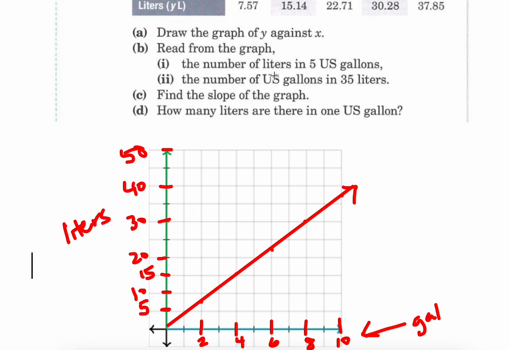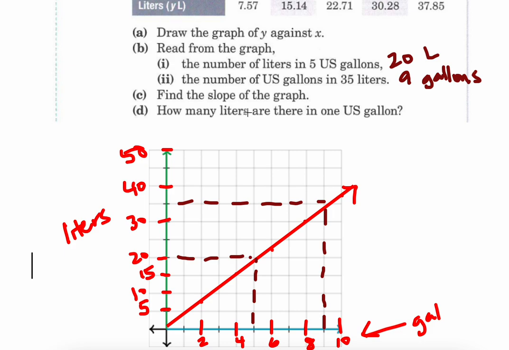Read from the graph the number of liters in 5 US gallons. Okay, 5 would be here, so the amount of liters would be about 20. Okay, 20 liters. The number of US gallons in 35 liters. Okay, 35 liters. So we're going in reverse. 35 liters is about how many gallons? It's about 9.